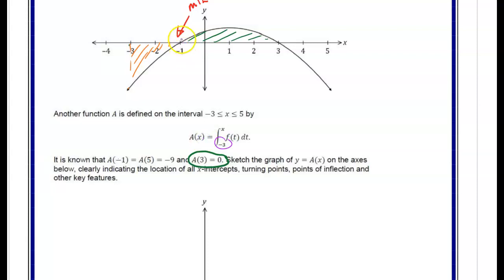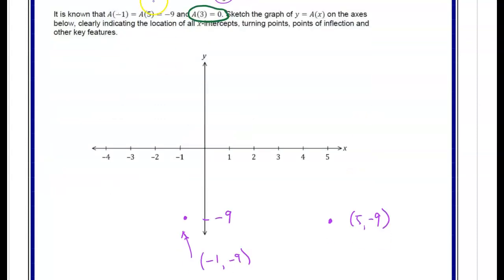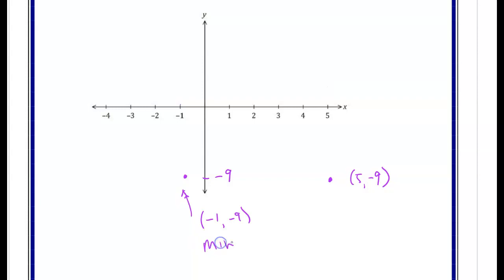We can also safely say that at x equals -1, that's going to be the minimum, because the value of that area in orange is going to be a negative integral value, and it's going to be the highest negative at that point, which is pretty handy because you're told that A of -1 is -9. So you know that has to be the minimum point.